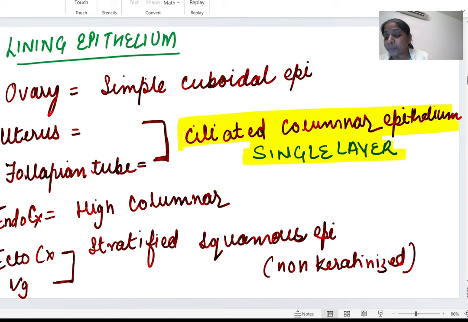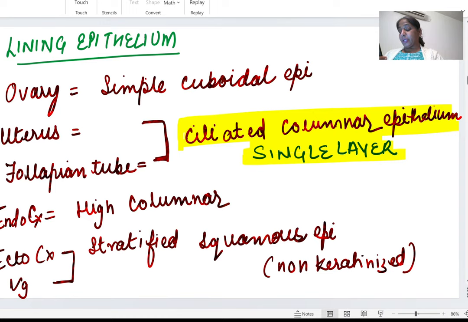Very good. Okay, let us now discuss the various epithelial linings. Are you ready? Very good, Dr. Jessica, AMH. What is the source of AMH? Granulosa cells, the ovarian granulosa cells.